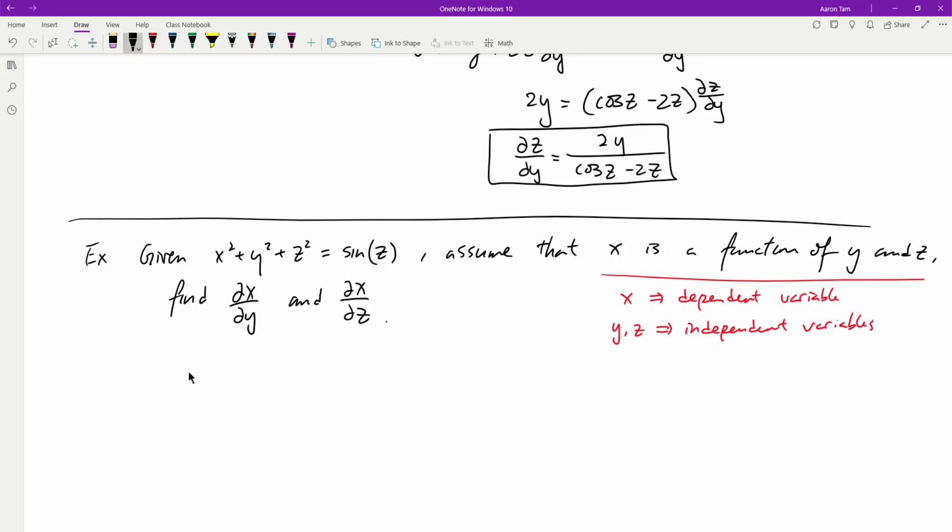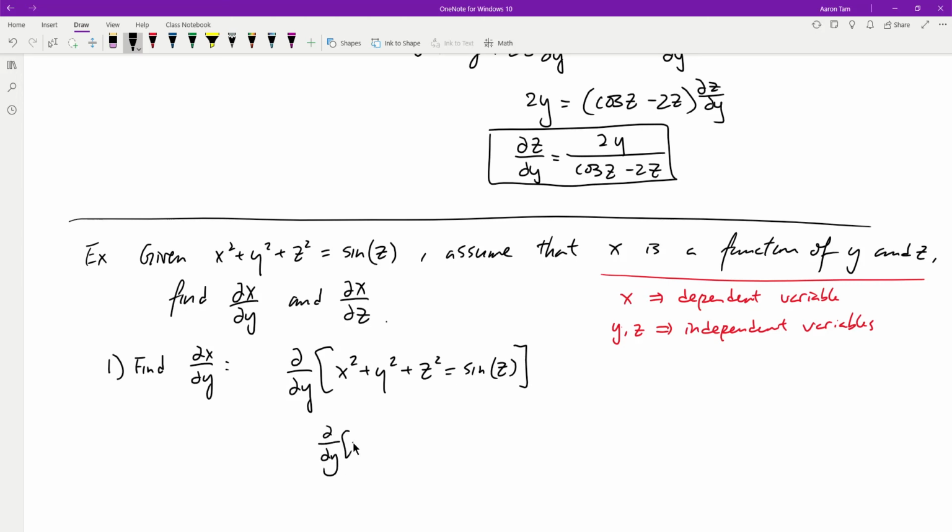Well, we do the same thing. First, let's find dx over dy. To do that, I'm going to take the derivative with respect to y of the entire equation. So it's basically the same thing as taking the derivative with respect to y of x squared, plus the derivative with respect to y of y squared, plus the derivative with respect to y of z squared, equal to the derivative with respect to y of sine z.